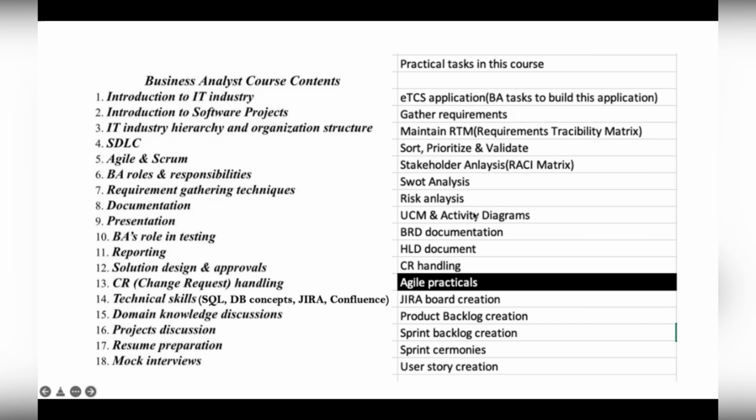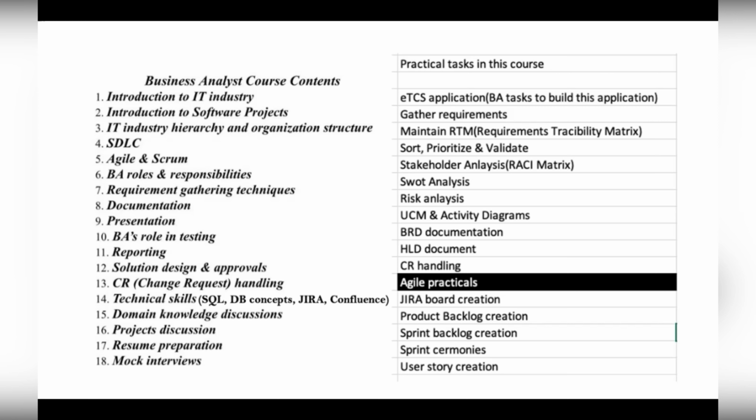Let's also look at what are all the practical things or tasks in this course. Suppose you are building a similar application like ETCS, what are the BA tasks? First of all, you have to gather requirements, and you convert them into different functions. You gather them as functionalities, then convert them into requirements, and maintain these requirements in an Excel sheet called RTM, requirement traceability matrix. Then you sort them, prioritize them, and validate them through various analysis techniques such as MoSCoW analysis.